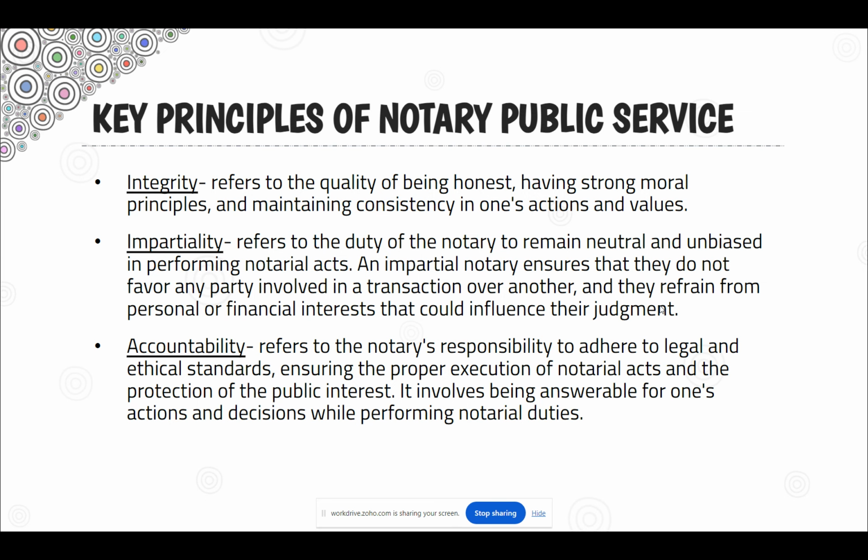And accountability refers to the notary's responsibility to adhere to legal and ethical standards, ensuring the proper execution of notarial acts and the protection of the public interest. It involves being answerable for one's actions and decisions while performing notarial duties.